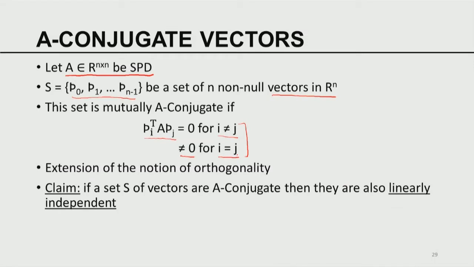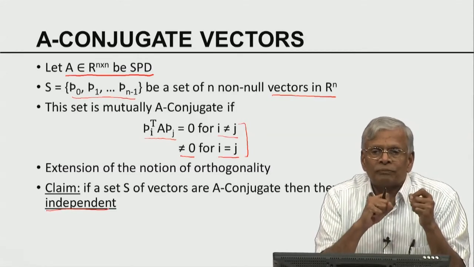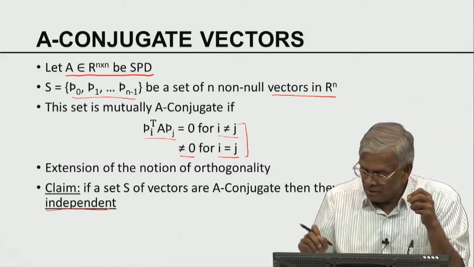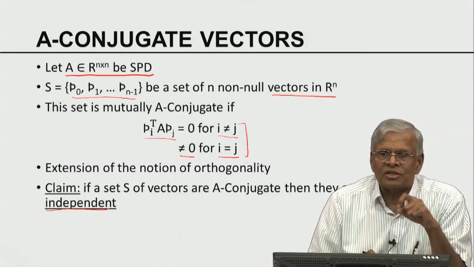We are going to state our first result. The first result is as follows. If a set of vectors S, namely P0, P1, P2, up to Pn minus 1, are linearly independent, we know they form a basis. So linear independence of vectors is a fundamental property. What is important here is that if you have a set of vectors that are known to be A-conjugate, they are immediately linearly independent as well. That means A-conjugacy implies linear independence.